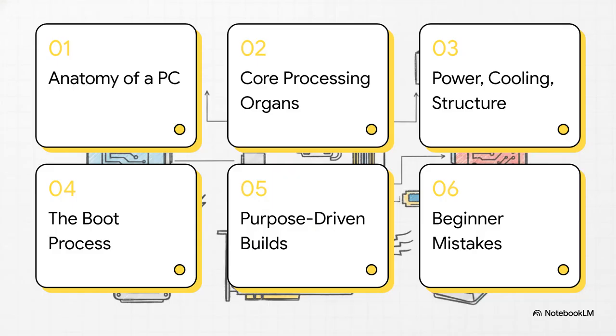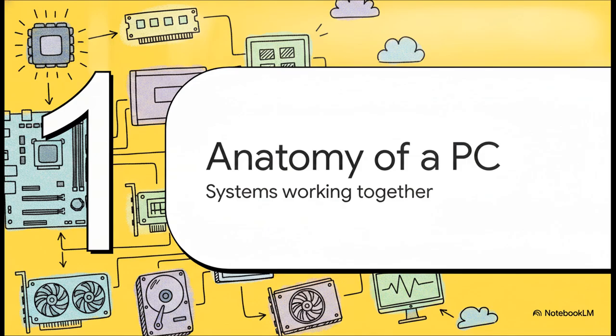Okay, let's dive into this. Here is our roadmap. We'll start with the anatomy of a PC, then check out the core processing organs, followed by power, cooling, and structure. After that, we'll walk through the boot process, analyze some purpose-driven PC builds, and finally look at how to avoid these beginner mistakes. All right, part 1, anatomy of a PC.